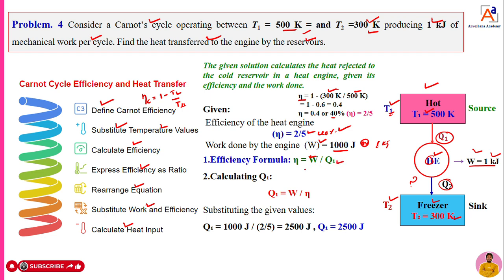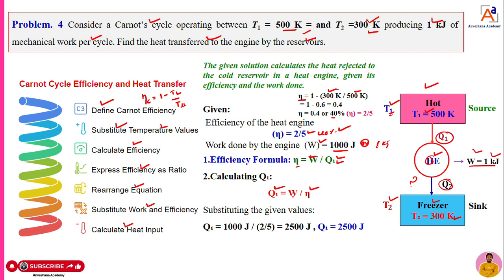Why? How is it? Because we know the efficiency. What is the efficiency? Efficiency is nothing but the ratio of work done to the heat supplied. So here Q1 acts as the heat supplied. So therefore what can I do now? Q1 is equal to, I will rearrange the equation, Q1 is equal to W divided by eta, the Carnot efficiency. Then substitute the values now.